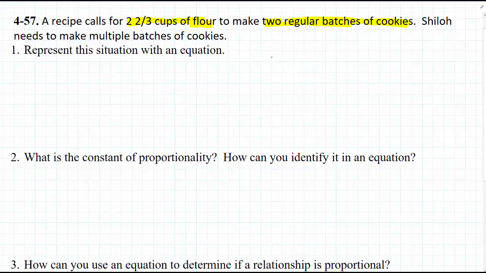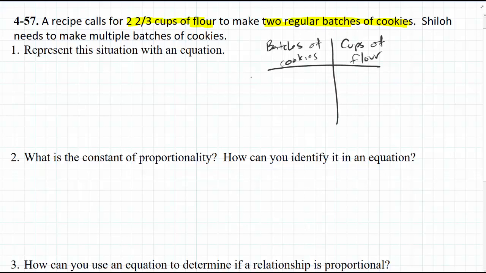So let's see. On one side of the table we'll have batches of cookies, and on the other side we'll have the cups of flour. We know for 2 2/3 cups of flour we make 2 batches of cookies. So for 2 batches of cookies, it will take 2 2/3 cups of flour.